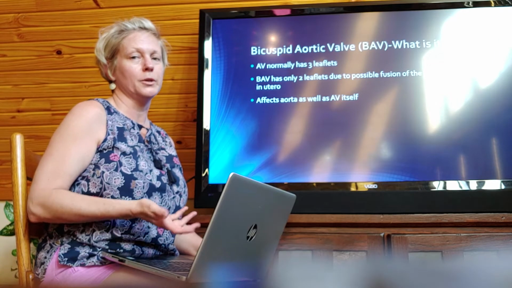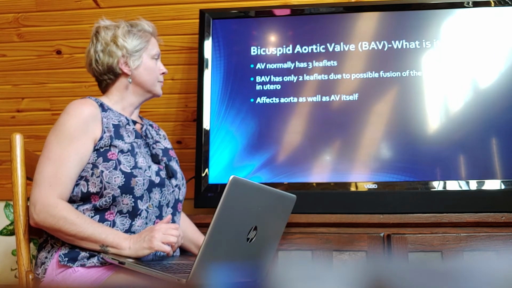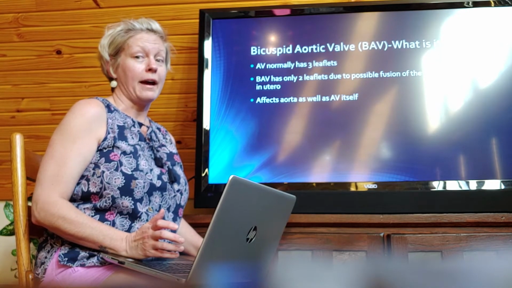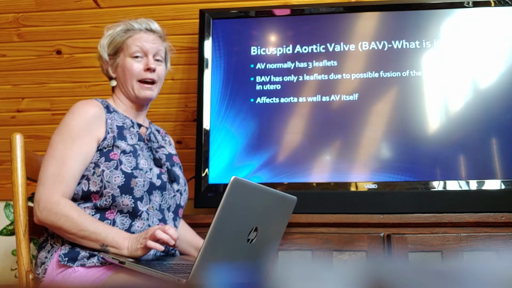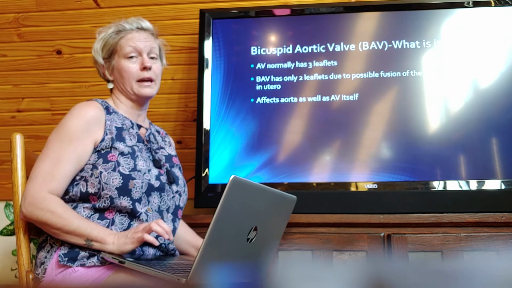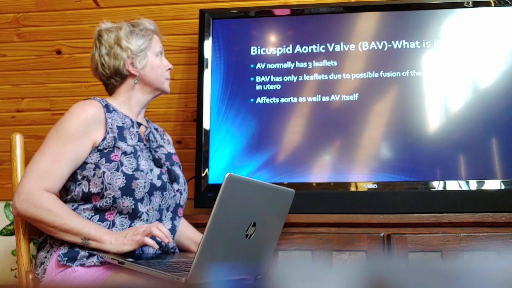They're thinking that may happen by fusion of the 3 original leaflets while in utero, or while someone's pregnant with you, or whoever has the bicuspid aortic valve. So it doesn't just affect the valve; it also affects the aorta.